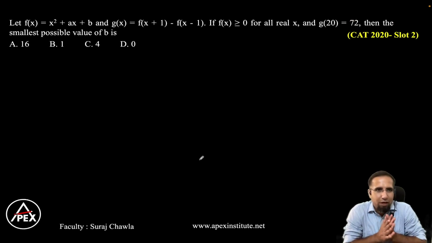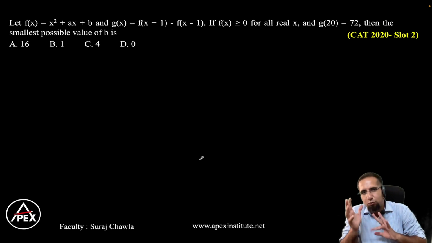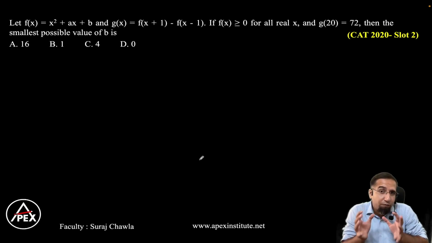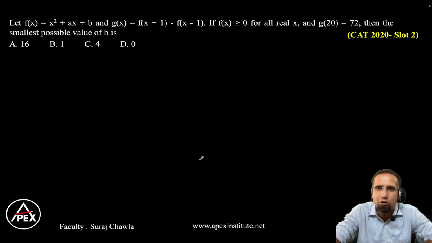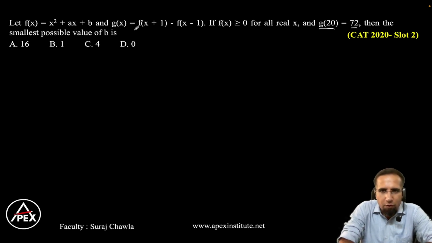Now let's look at one more question. I am given that f of x is equal to x square plus ax plus b, and I am told that g of x is equal to f of x plus 1 minus f of x minus 1. Okay. If f of x is greater than or equal to 0 for all real values of x, and I am told that g of 20 is equal to 72. Now this is a beautiful part. That means I want g of x. So we want g of x.